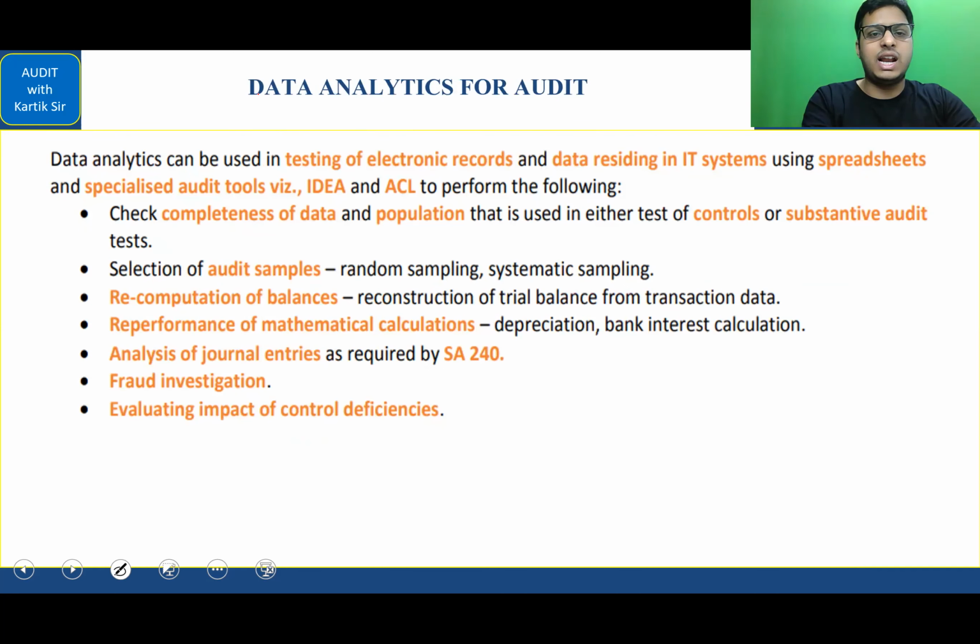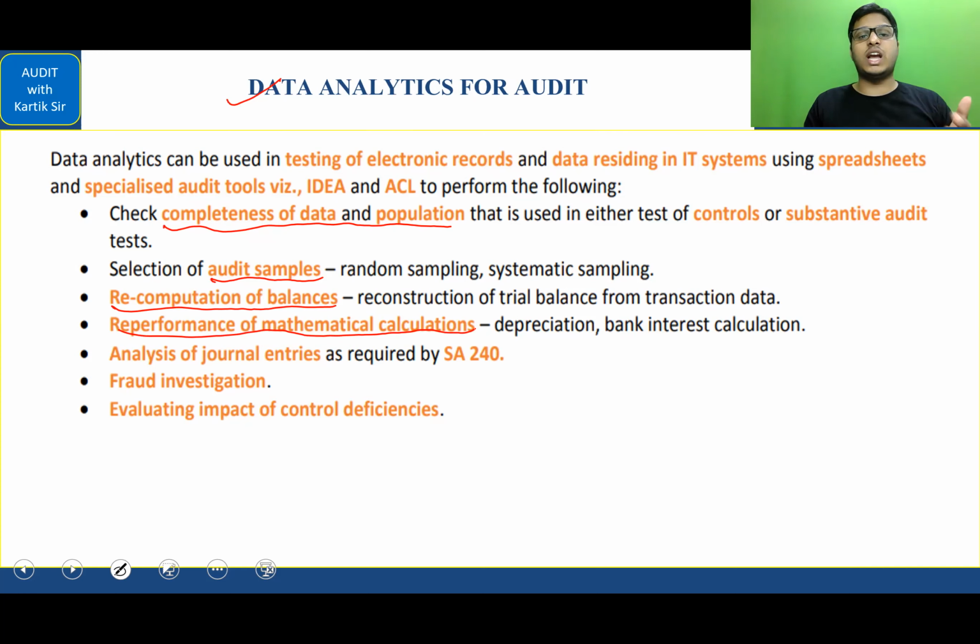Next, we look into data analytics for audit. Okay, now data analytics for audit is a simple answer. We have done it: if we do data analytics for audit, it will assist the auditor in what all areas, what all should we check beforehand. Completeness of data and population, audit samples, recomputation of balances, reperformance of mathematical calculations. Mathematical calculation can be correlated, as we saw in the example, and we had taught that in relation to analytical procedures. Next is analysis of the journal entries as required by SA 240, fraud investigation, and finally evaluating the impact of the control deficiencies. Okay, that is what we had seen in relation to data analytics.